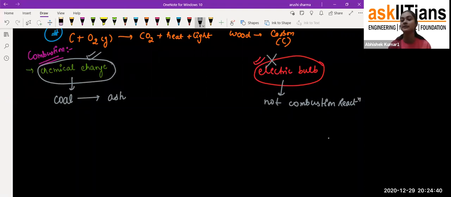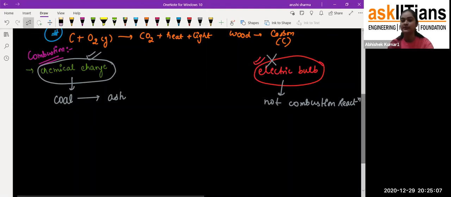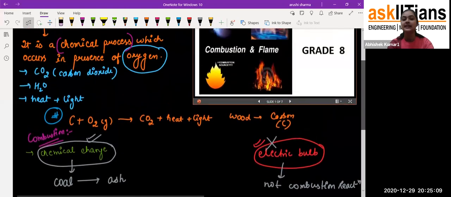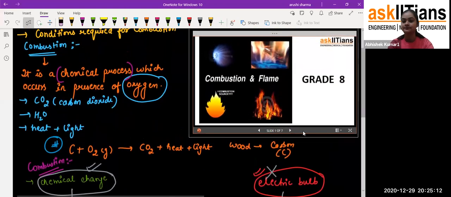So students, always remember, whenever there is a combustion reaction, where we are getting heat and light, there should be some chemical change. For example, I have given you the example of coal and ash. Have you seen that whenever a person dies and the body is burned, the body converts into ashes? I have given you the example of the body because it is made up of carbon compounds. So this is a combustion reaction, students.